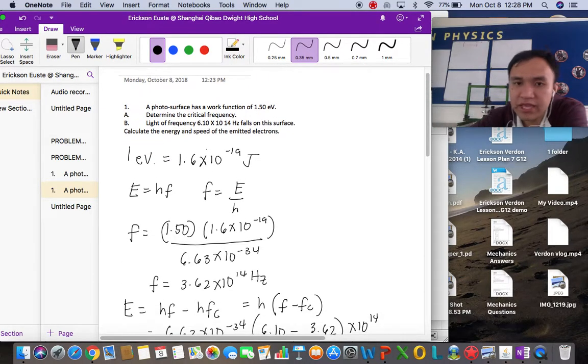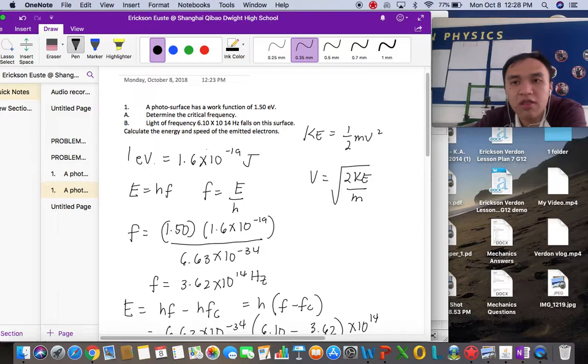Knowing the formula of kinetic energy is equal to 1/2 mv squared, we already have the kinetic energy and we already have the mass of the electron, which is a constant, which is 9.11 times 10 to the negative 31. So we can have v is equal to the square root of 2KE over m. Substituting all the given, we can have velocity, which is equal to 6.0 times 10 to the 5th meters per second. That means that the speed of the electrons being ejected is 6 times 10 to the 5th meters per second. This is for number 1.